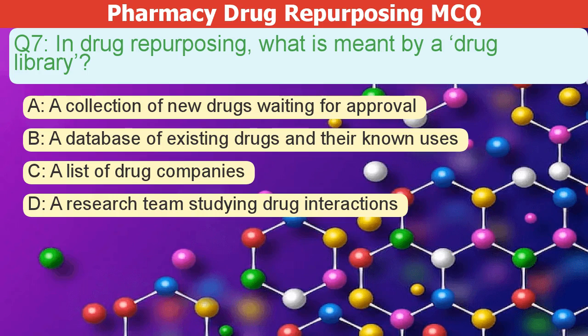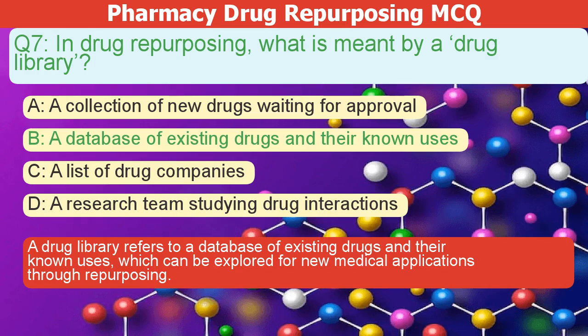In drug repurposing, what is meant by a drug library? A. A collection of new drugs waiting for approval. B. A database of existing drugs and their known uses. C. A list of drug companies. D. A research team studying drug interactions. The correct answer is B.